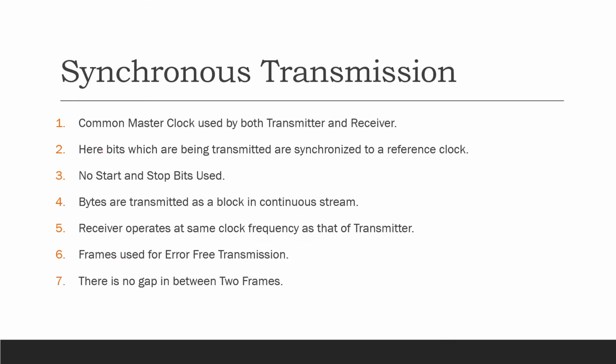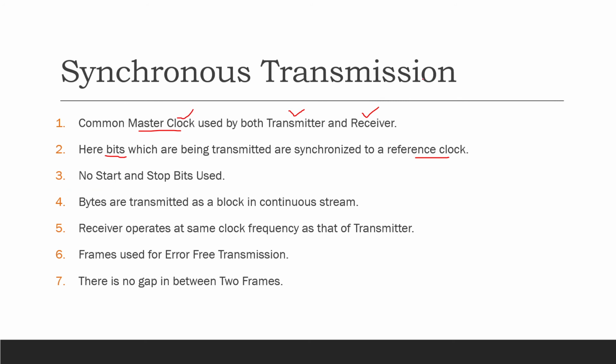Now last is synchronous transmission. In synchronous transmission, as the name indicates, both transmitter and receiver have the same clock frequency, or they are using one master clock, and that master clock is utilized at the transmitter end and also at the receiver end. Here the bits which are transmitted are synchronized to the reference clock. Whatever bits we are transmitting, 1010, those bits are synchronized with the reference clock or master clock.